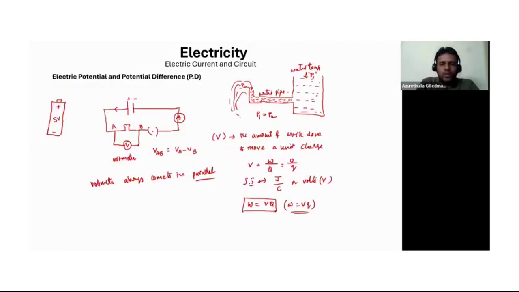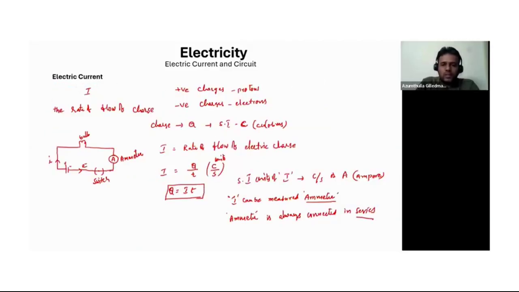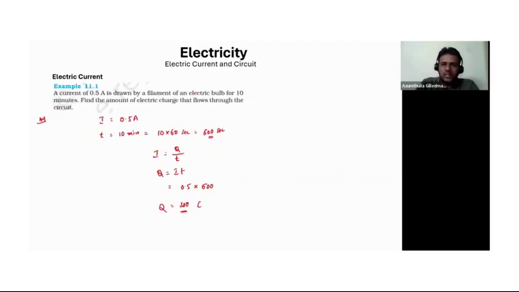Okay, let's do a quick review. In this session, we learned what is electric current. It is the rate of flow of electric charge, and that is I equal to Q by T. And the SI unit is coulombs per second or amperes. And it can be measured using an ammeter, and the ammeter always connects in series.